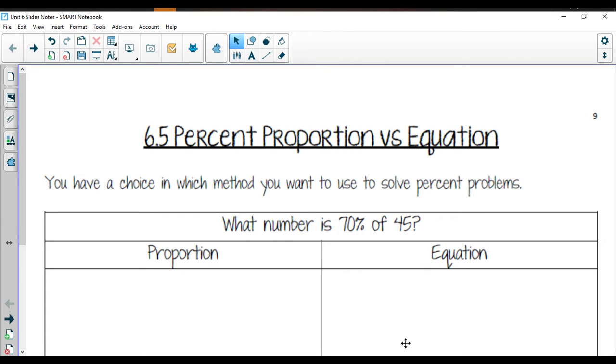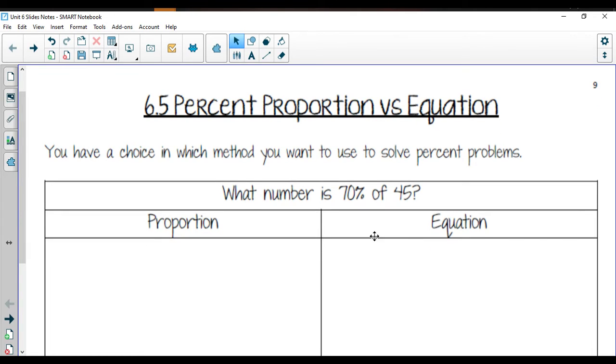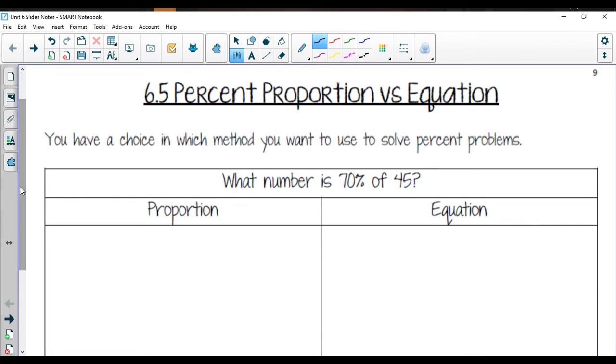All right, lesson 6.5 is about percent proportion versus equation. So it's just practicing the same problem with both methods, which basically allows you to ultimately choose. We do like to show you both methods, and then you have your choice in which method you would prefer to use going forward. But obviously, because we are teaching you these options, you're going to use one or the other when we're taking quizzes and stuff in the near future.